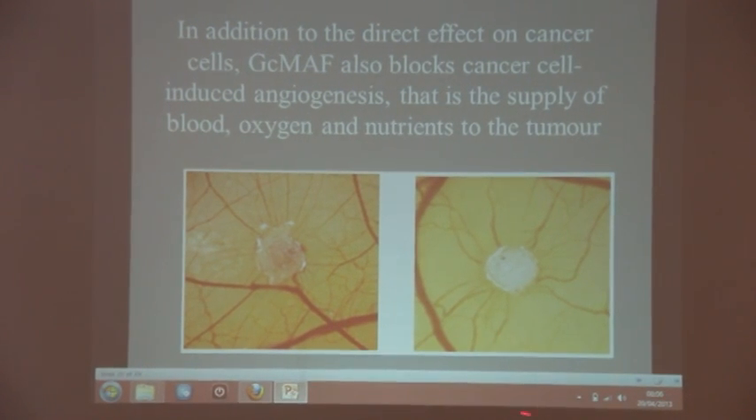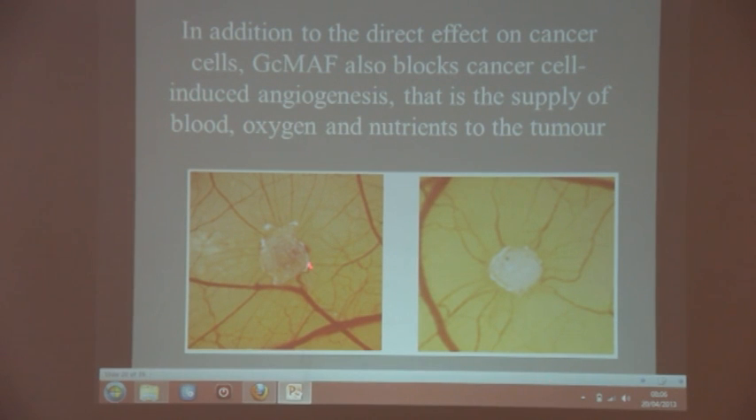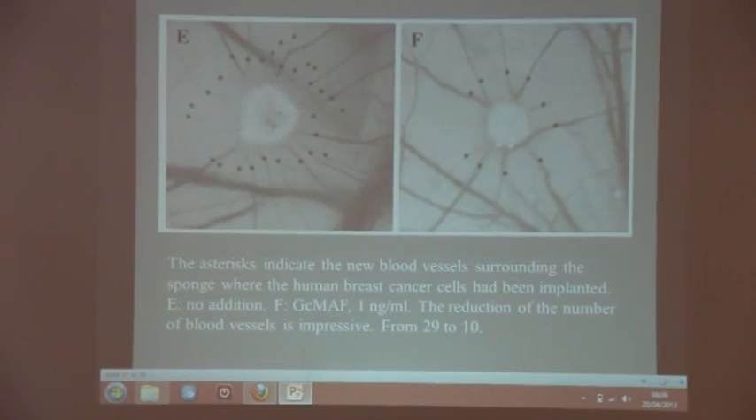In the chick embryo chorioallantoic membrane, the equivalent of our placenta, you see all the blood vessels that converge toward the center of the sponge. If I may have the next slide, I will show you the quantitative results. So in this sponge there are human breast cancer cells. Human breast cancer cells produce factors that attract new blood vessels. This has been known for the past 20 years. It's not a new discovery.